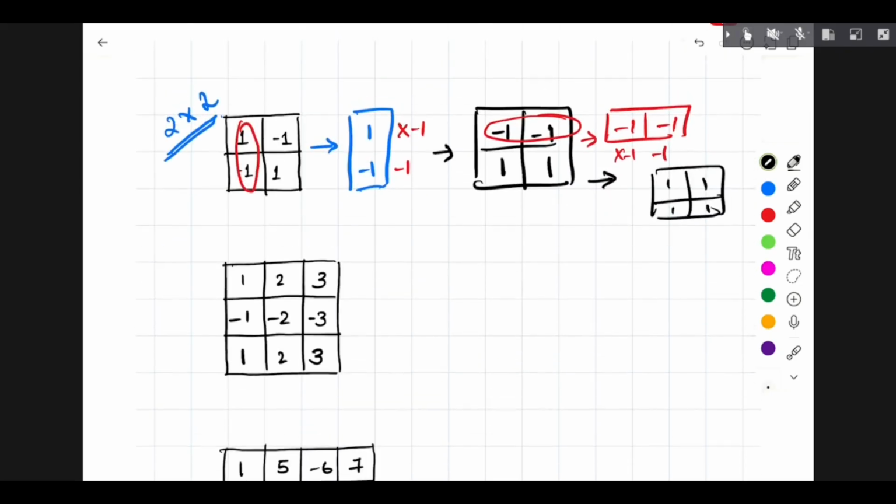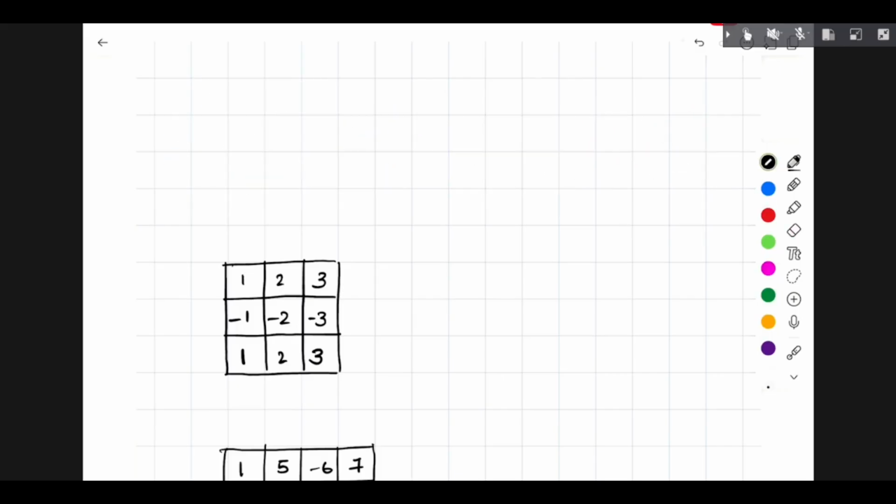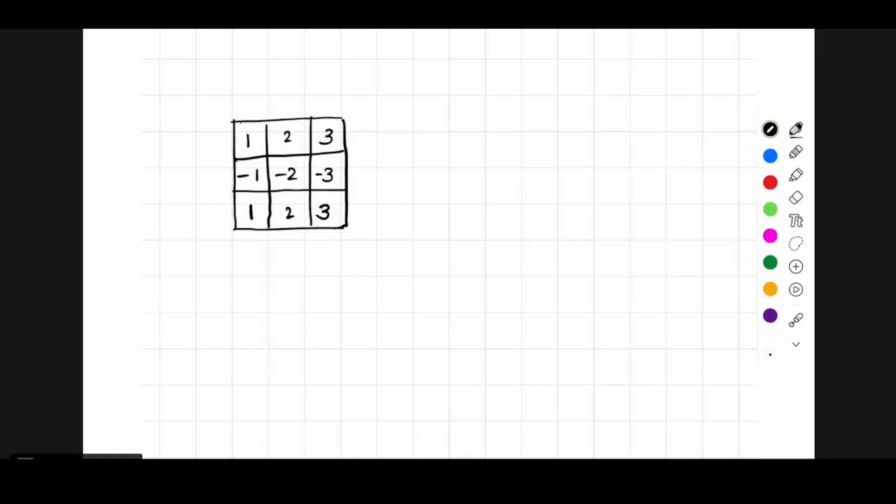Now let us understand using a 3 cross 3 matrix. So now we will look at the examples of a few other matrices. This is a 3 cross 3 matrix that we have, okay? Here I need to multiply a few of the elements by -1, but I can decide which numbers to multiply and how many times.